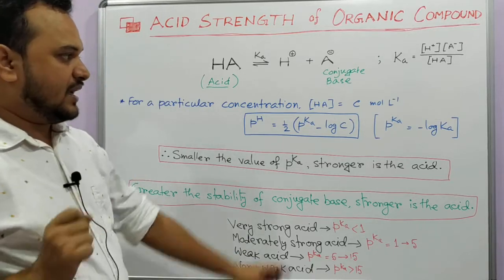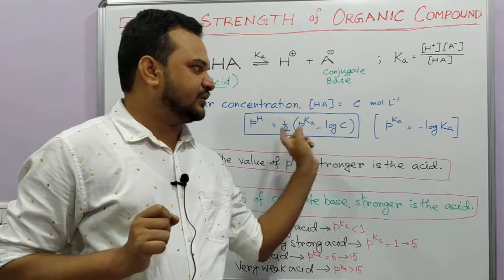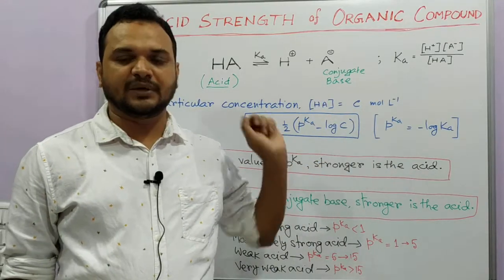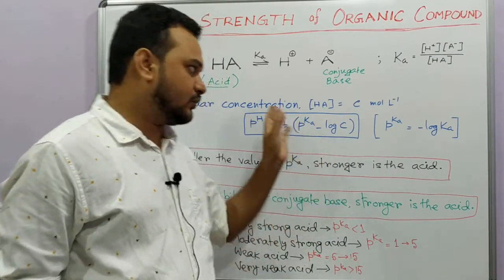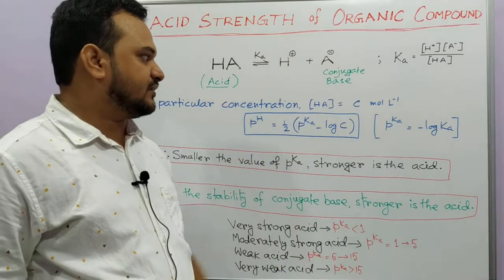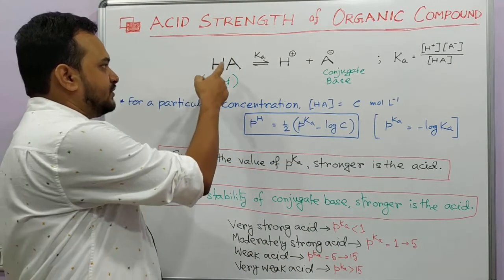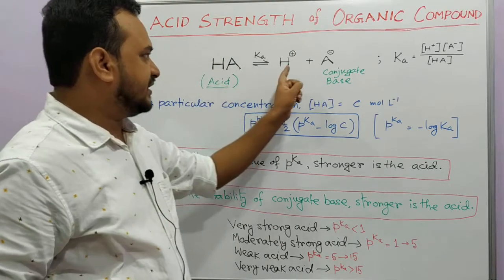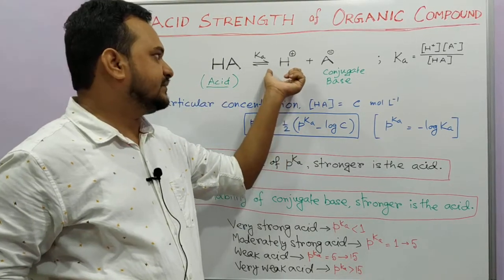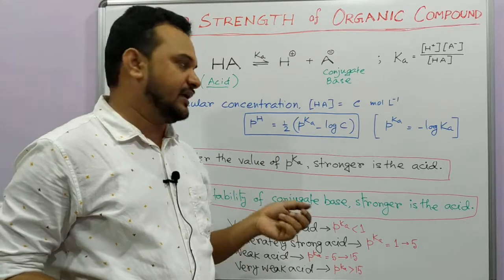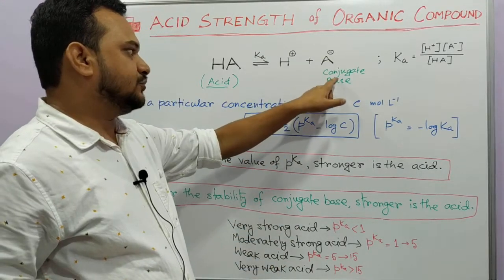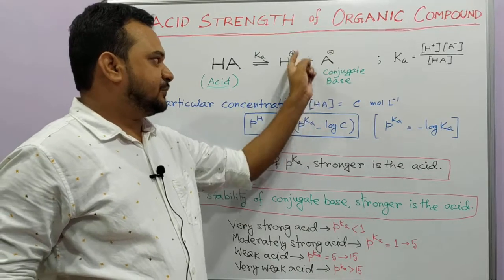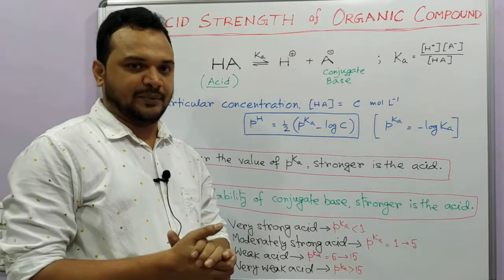organic compounds, and the derivation of this equation will be done in the chemical equilibrium, ionic equilibrium chapter, class 11. Okay, I am not going to the detailed derivation of that chapter. So if any acid is given, it dissociates like that. This acid gives you H plus and a corresponding anion. This anion is known as conjugate base. So if you remove H plus from any acid, the species you get is known as conjugate base.